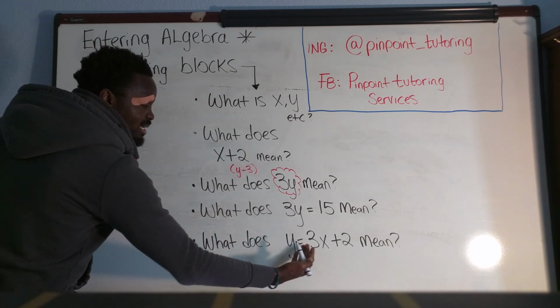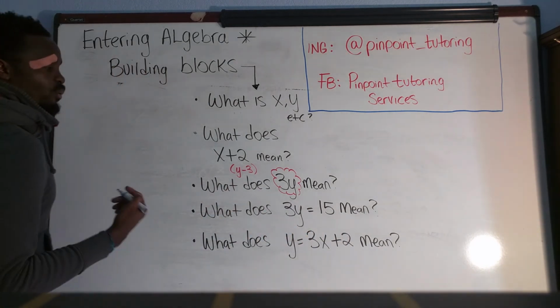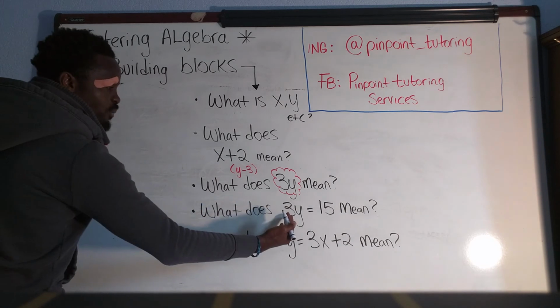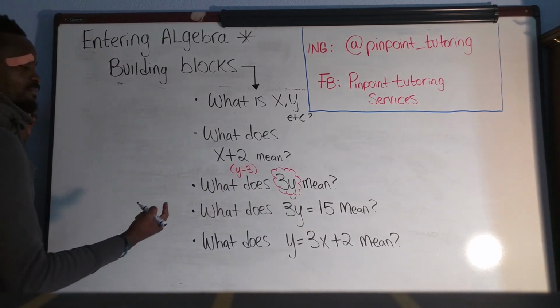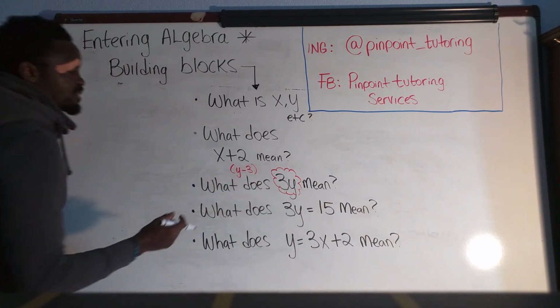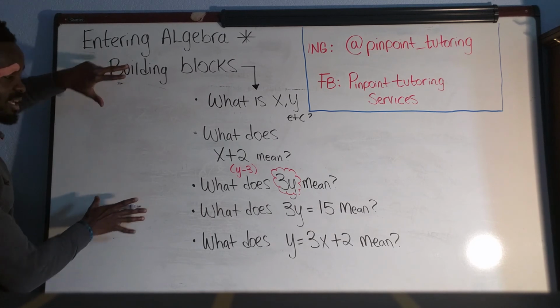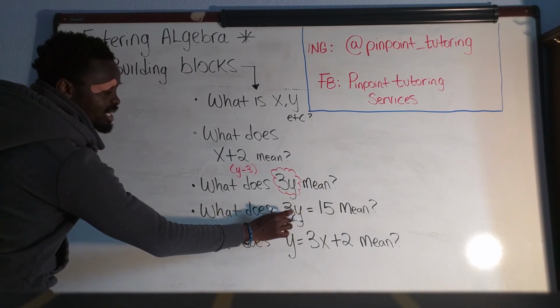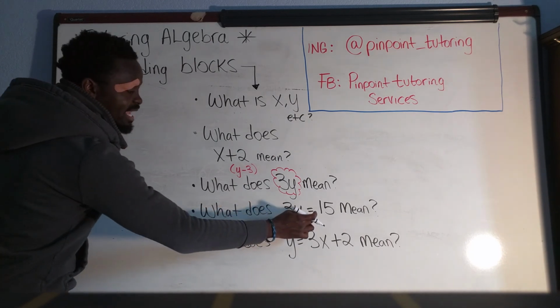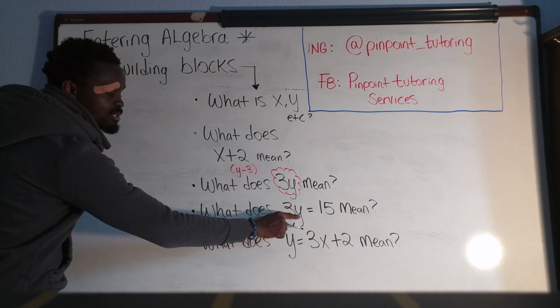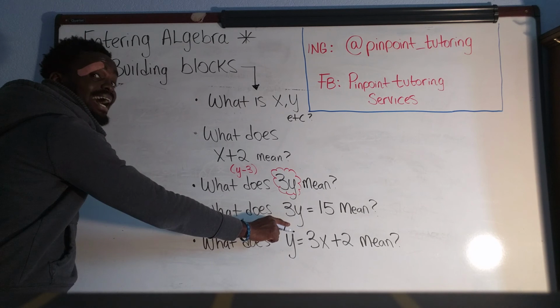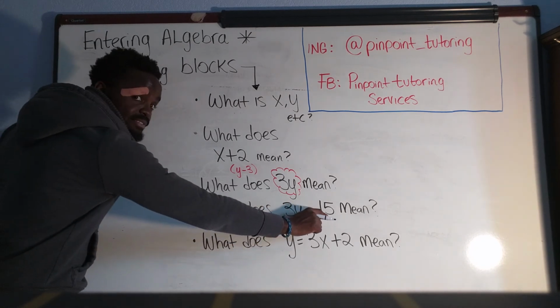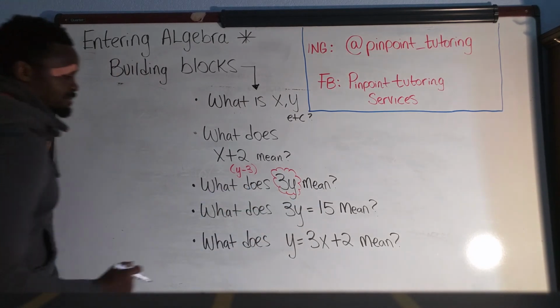Now, what does y equals 3x plus 2 mean? We're getting there now. Or what does 3y equals 15 mean? What 3y being equal to 15 means is what I just went over. And that hopefully helped you understand it a little bit. So in this case, say you had 3 pens. And someone came in and they must have multiplied the number of pens you had by 5 to get 15, because 3 times 5 is 15.